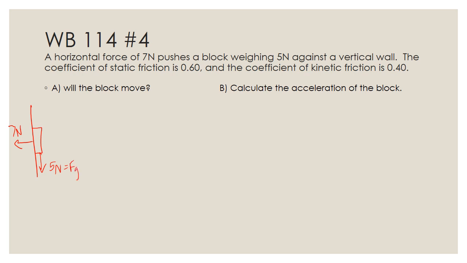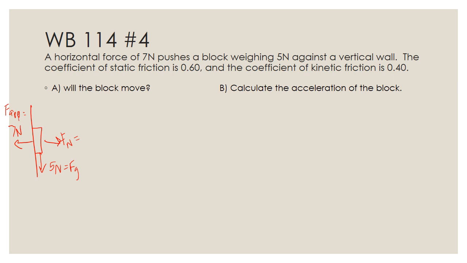The coefficient of static friction is 0.6 and kinetic friction is 0.4. Will the block move? Well, this is only a couple of our forces, right? So you've got the applied force is 7 newtons, force of gravity is down, normal force is here. But normal force is perpendicular to the surface. The surface is vertical, so our normal force is actually this way. It's a little tricky. What is our normal force?